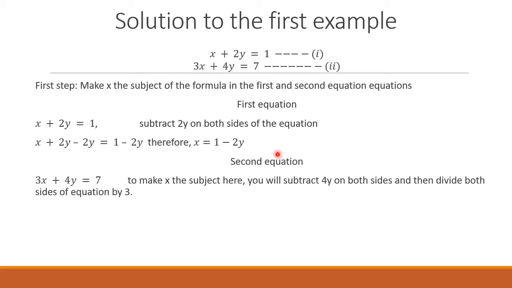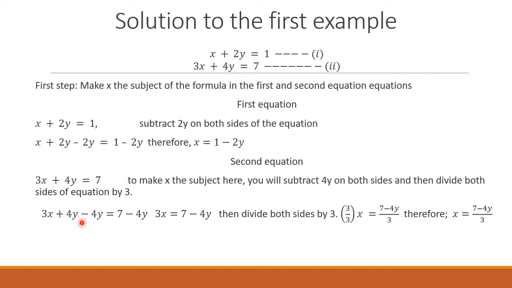Second equation, we have 3x plus 4y is equal to 7. So what is not x here is 4y and 3. Let's first of all deal with 4y. Subtract 4y from both sides, and then divide both sides of the equation by 3. So this is what we are going to get. If we subtract 4y from both sides, we can see these 4y and 4y cancel each other, and then you have 7 minus 4y. The 0 we don't write, we only write the term that is remaining, which is 3x. So 3x here is equivalent to 7 minus 4y.